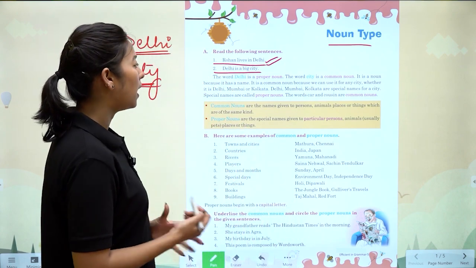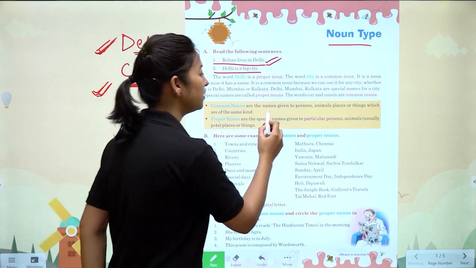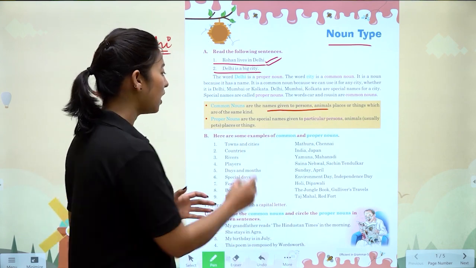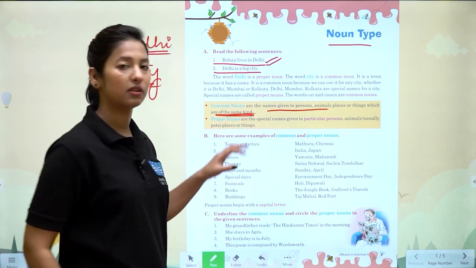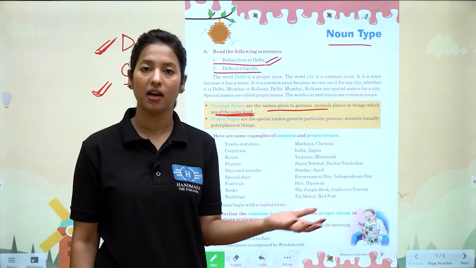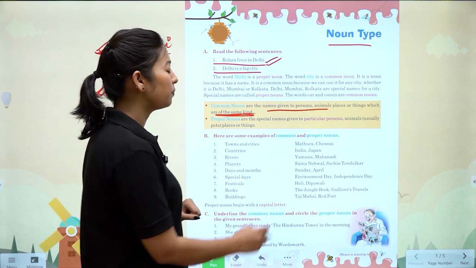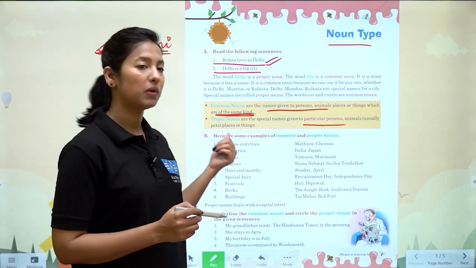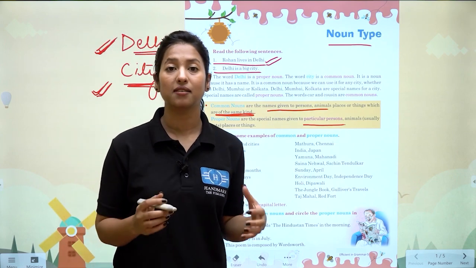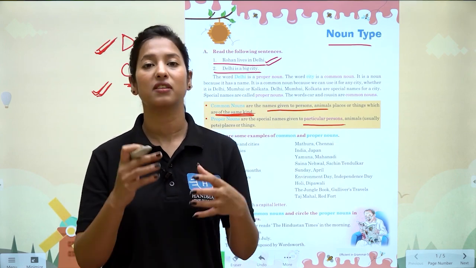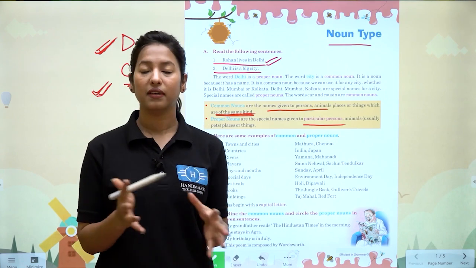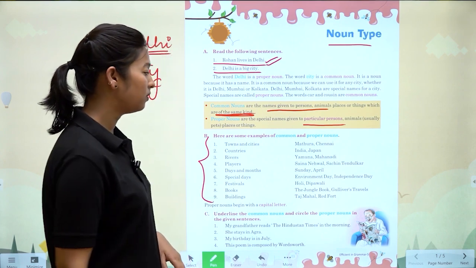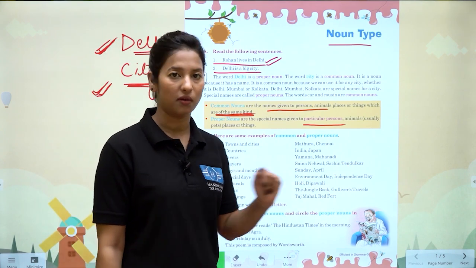Now, let's try to understand it here. Common nouns are the names given to person, animal, place, or thing which are of the same kind. So this is basically a category or a class. Proper nouns are special names given to particular persons, animals, usually places or things. So these are the specific names of specific nouns. For example, here we have a list. These are all the common nouns and here we have their proper nouns.